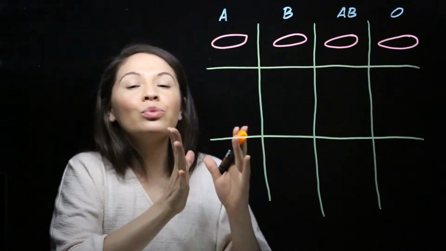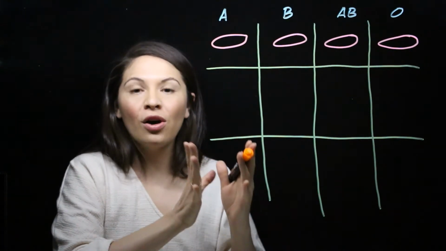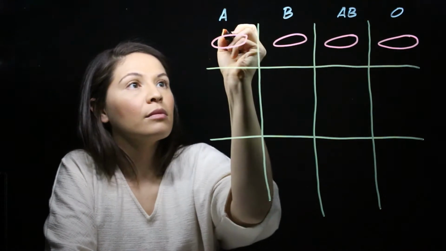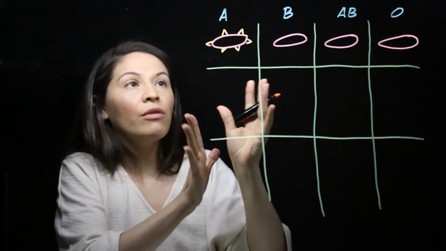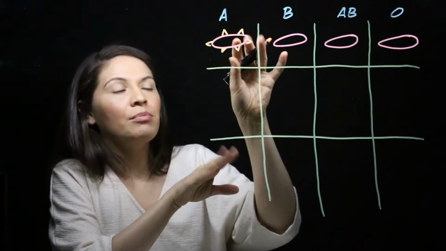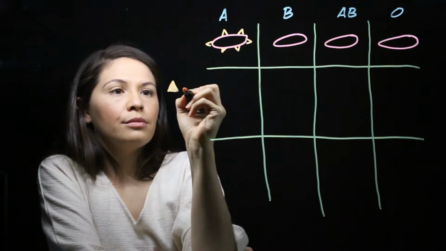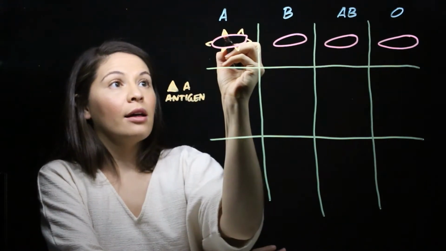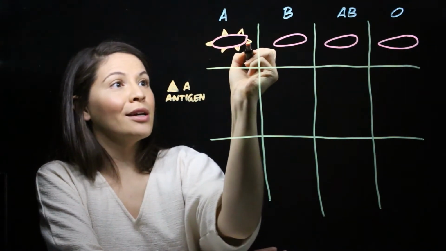Individuals with type A blood will have A surface antigens on their red blood cell. And I'm going to draw that as a little spike. So if we look on the surface of these red blood cells, someone with A type blood is going to have these A surface antigens on them. So this is the A surface antigen. Colour them in for continuity.